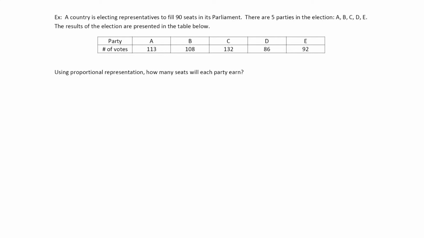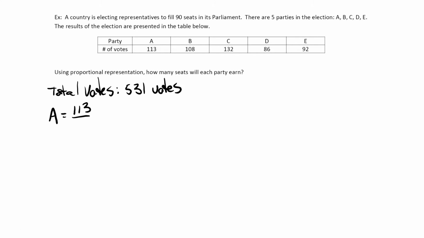So we've tallied up the votes here. That's what's represented in the table. Now we're going to figure out the total number of votes. And when we add them all up, we end up with a total of 531 votes. The next step is to find out the proportion for each party. So we'll start with party A.